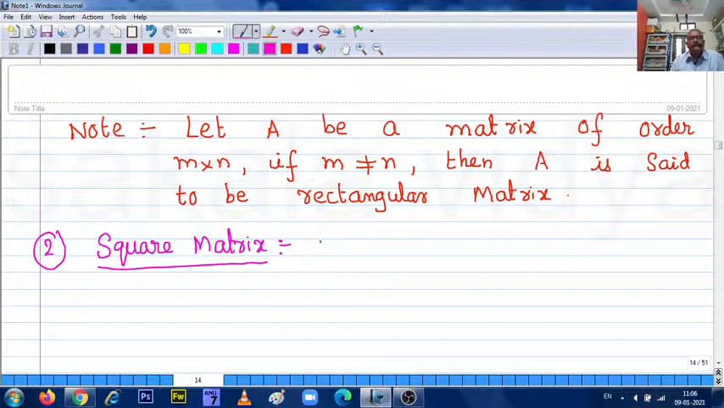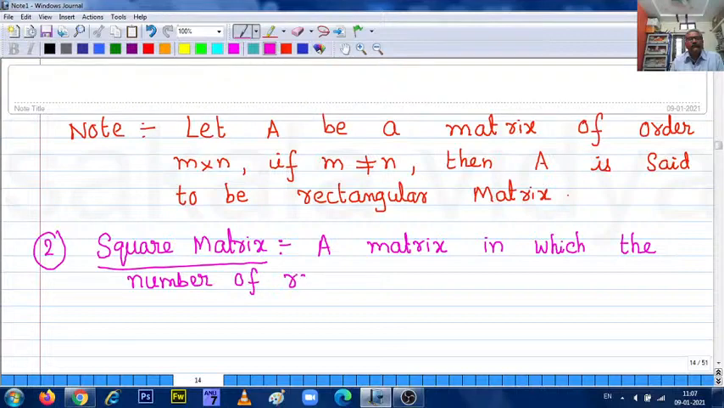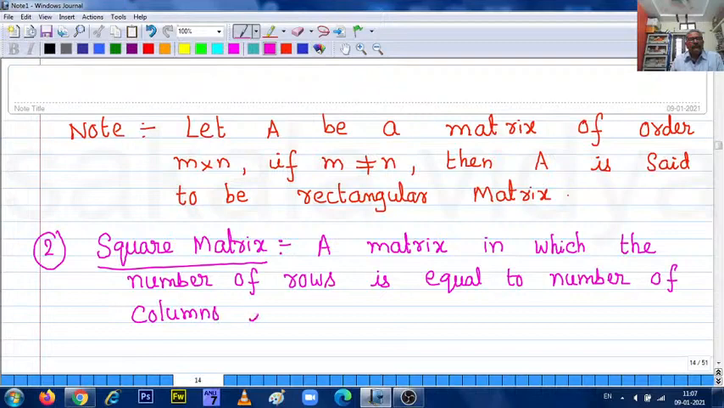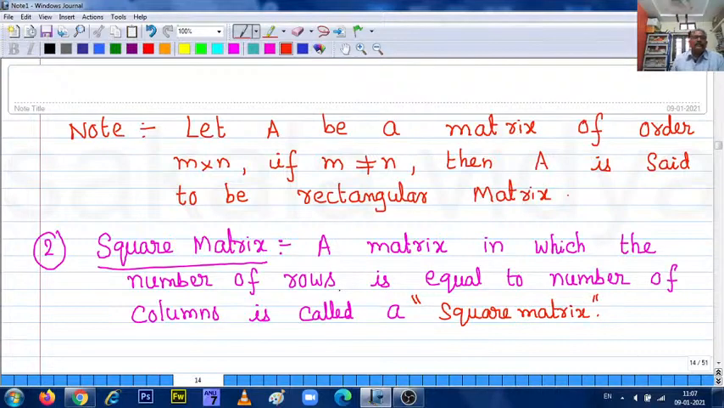A matrix in which the number of rows is equal to the number of columns is called a square matrix. Yes, square matrix.